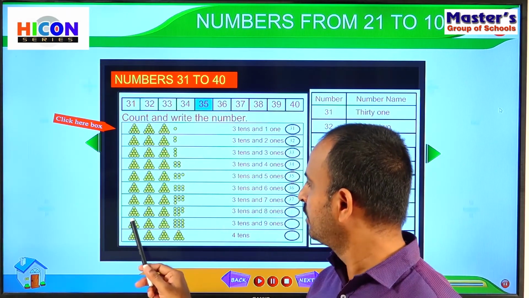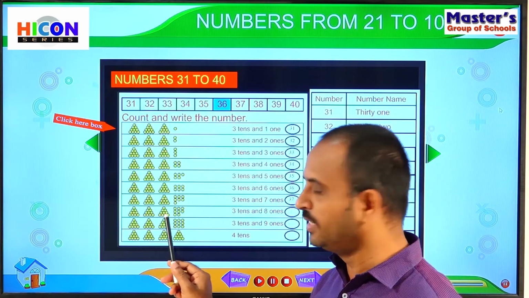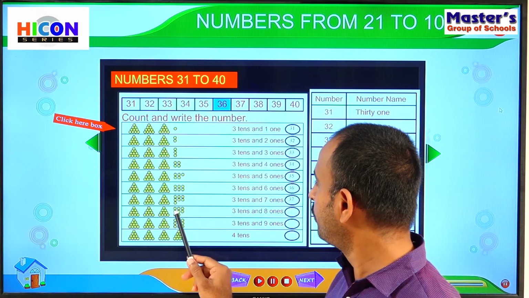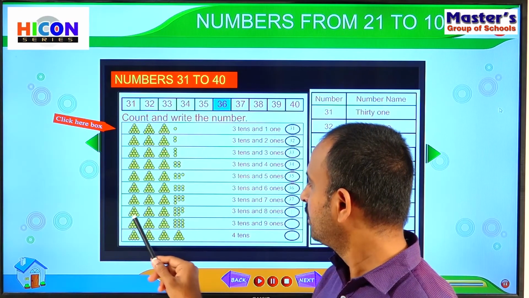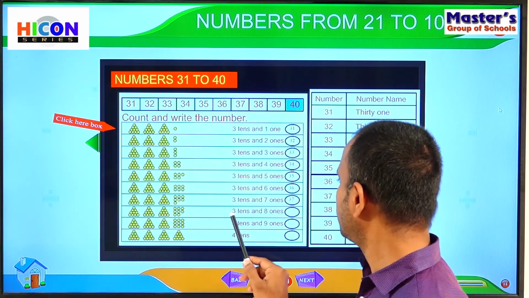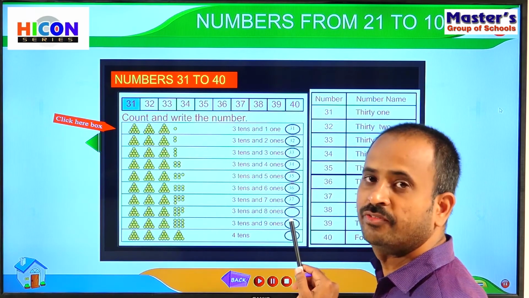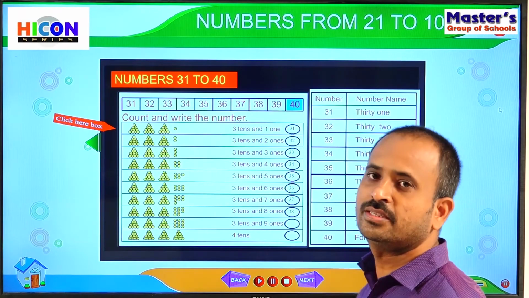See the next row, children. How many tens are there here also? 1, 2, 3. So here 3 tens. And how many ones are there? 1, 2, 3, 4, 5, 6, 7, 8. So 8 ones and 3 tens. That is 3 tens and 8 ones. Total becomes how much number? 38. So write 38 in this set.